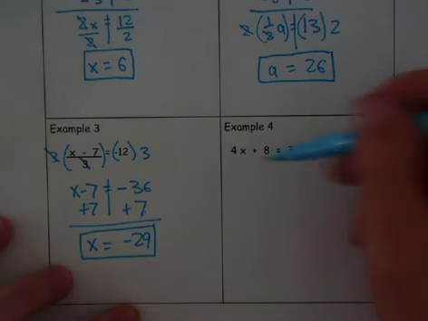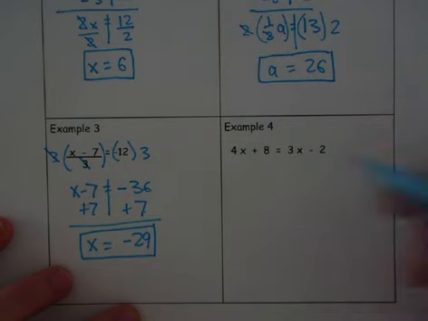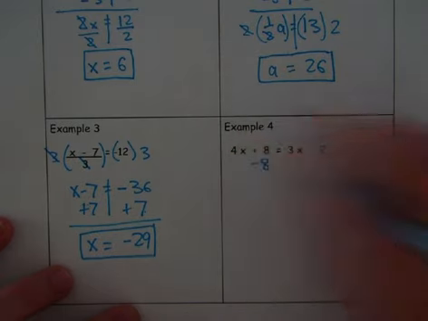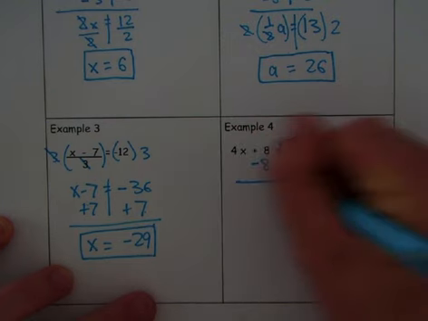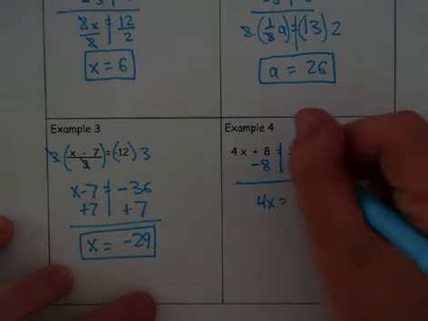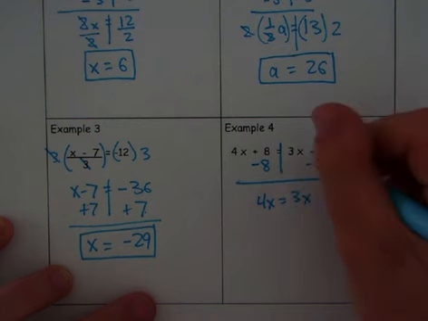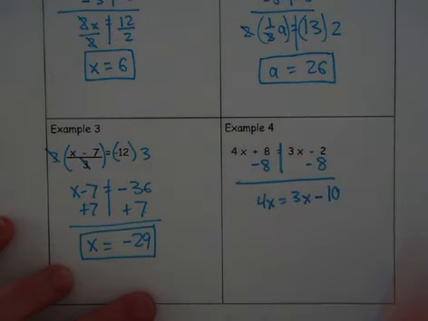Let's start by isolating our 4x over here. So I'm going to subtract 8 on this side to get rid of this 8. To do that, I've got to subtract 8 over here. So I've only got 4x left here. On this side, I've got that 3x still, but now I've got negative 2 minus 8. Negative 2 minus 8 is negative 10.